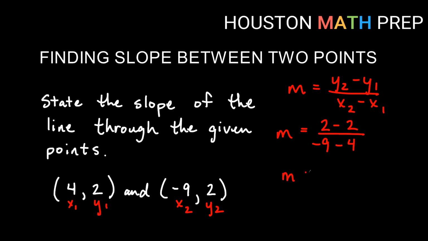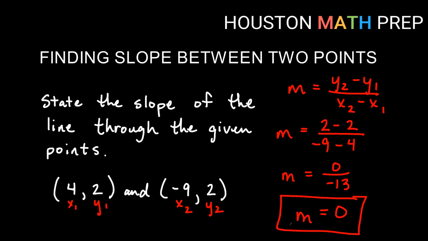So 2 minus 2 is going to give us 0 here, and then negative 9 minus 4 gives us negative 13. 0 divided by negative 13, remember 0 divided by any number, except for 0, is 0, right? So this is actually a slope of 0. And a slope of 0, if you draw these points and you actually draw a line through them, you will see that a slope of 0 means that this is a horizontal line.